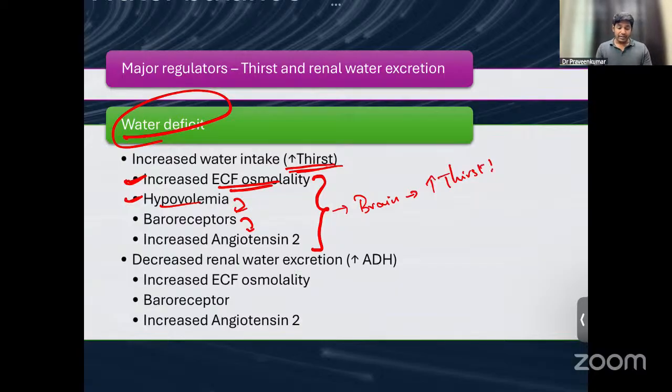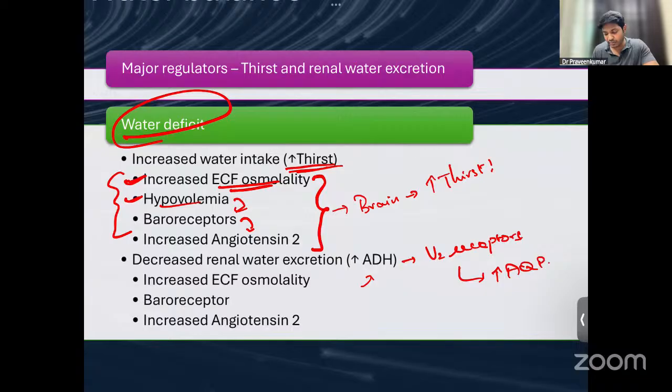And the same things which I told also increase your ADH level. ADH is antidiuretic hormone, and it acts on V2 receptors. V2 receptors are present, again, in the collecting duct cells of the nephrons, especially on the principal cells of the collecting duct. This V2 receptor increases aquaporin 2 level, and this aquaporin 2 increases water reabsorption. So this is how it works for us. All the things which are due to water deficit activate your thirst mechanism, and they activate your ADH also.